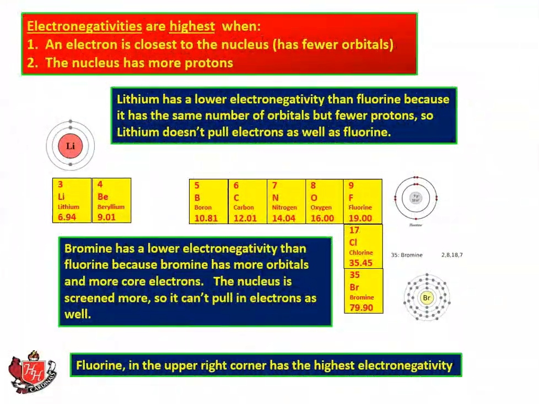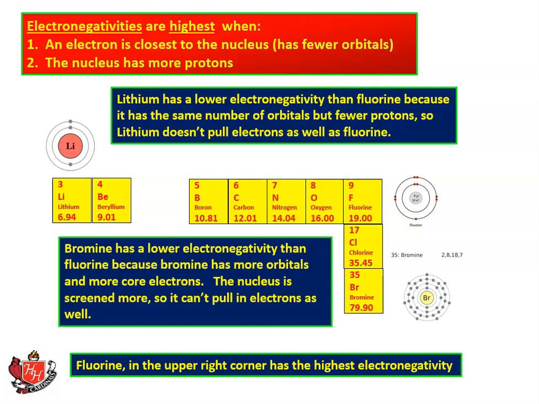All right. So electronegativities are highest when an electron is closest to the nucleus, has fewer orbitals. So again, it's almost a similar explanation to ionization energy. Notice that fluorine has fewer orbitals than bromine down below. Therefore, it's easier for fluorine to pull in an electron because it doesn't have all those shielding electrons outside of it. It only has 2 levels of shielding electrons that'll keep it from pulling in an outside electron.